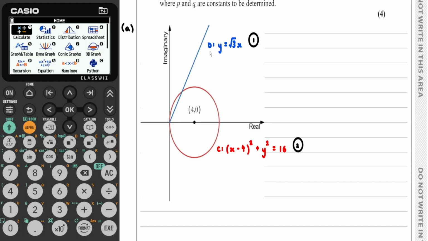And you'll find for D we've rewritten that as y equals root 3x, and that's because the tan of pi over 3 is equal to root 3. We've called this Cartesian equation y equals root 3x equation 1, and this equation x subtract 4 squared plus y squared equals 16 equation 2, and of course 4 squared is 16.